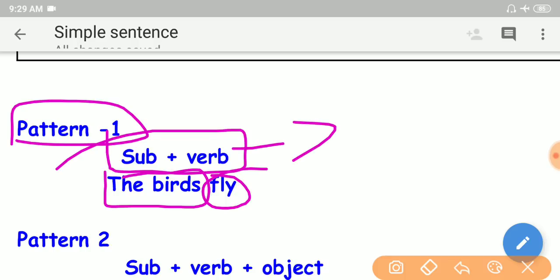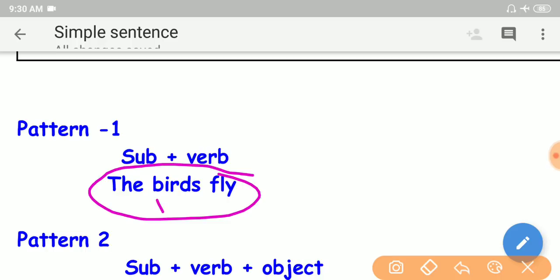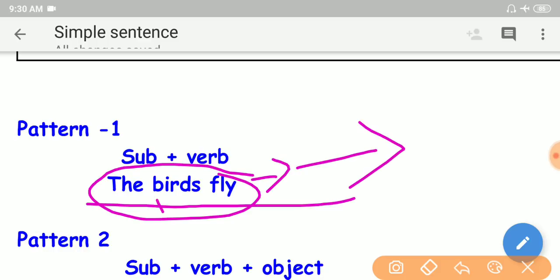See here, if you want to call it a sentence, it has basic elements. What are those basic elements? One is subject, the other is verb. If it is needed, if you want, you can add an object or complement or whatever it may be, but it should give complete meaning. See, my dear friends, here the birds fly. Basic elements: it has one subject, one verb. At the same time, it gives complete meaning. That's why this is a simple sentence, my dear friends.